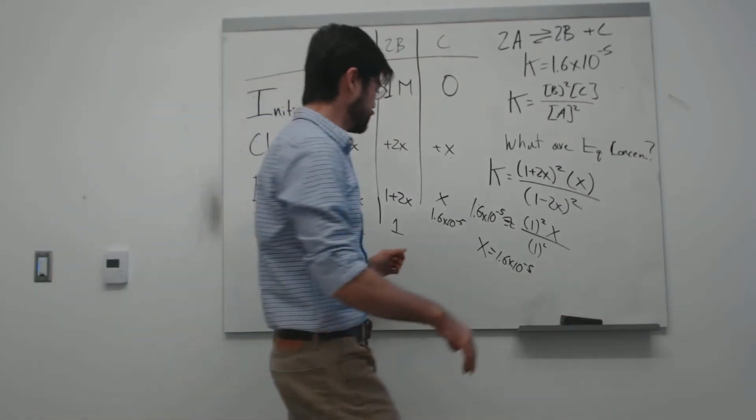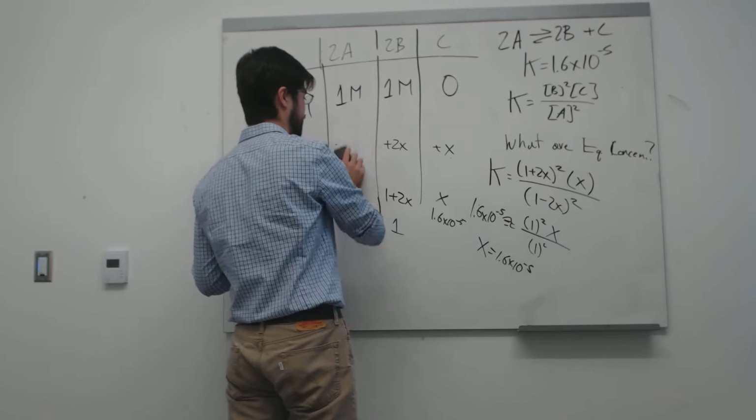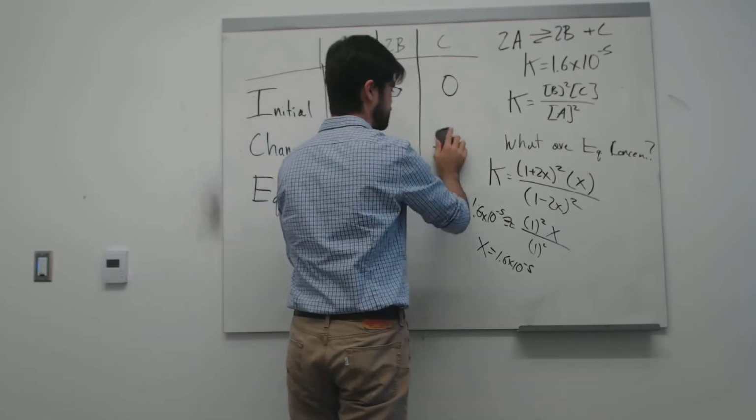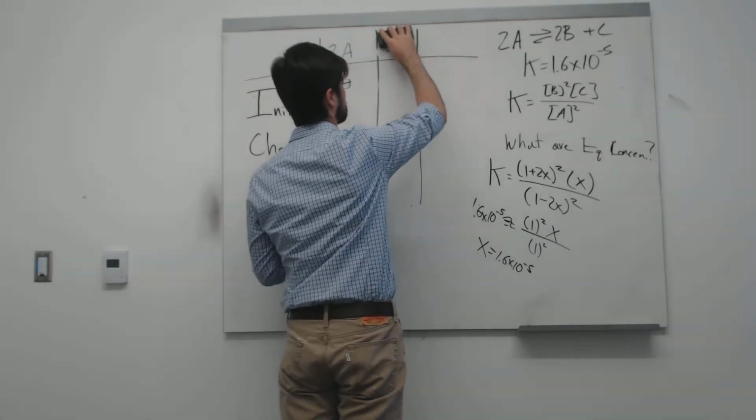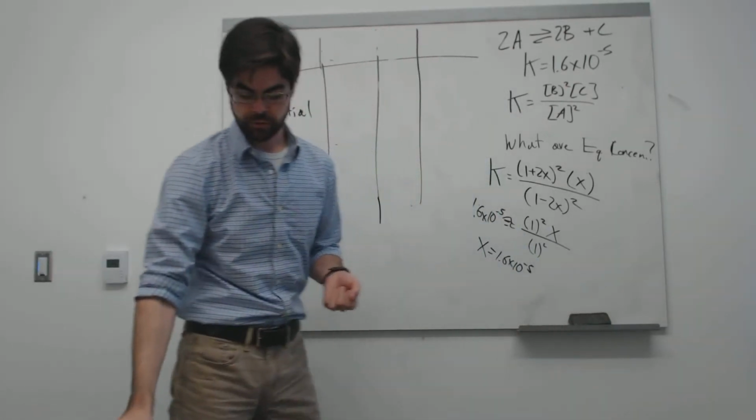Okay, so one more example, and this one is different. But we'll still use an ICE table to analyze the problem and construct a strategy for solving it.